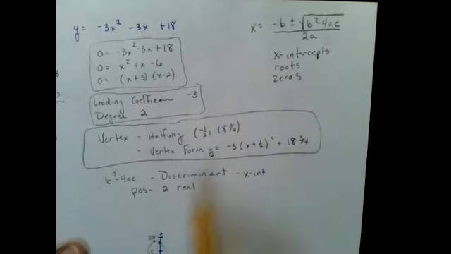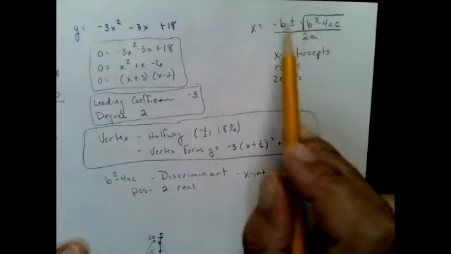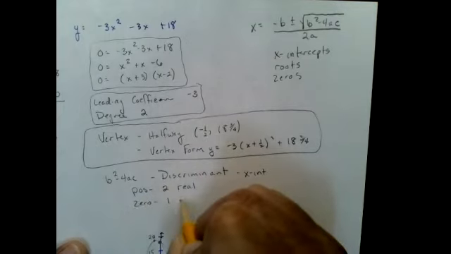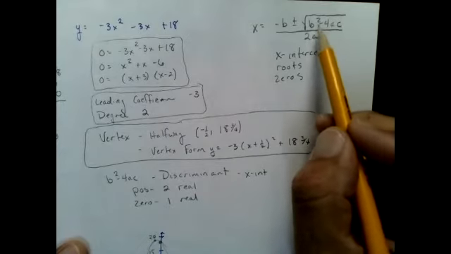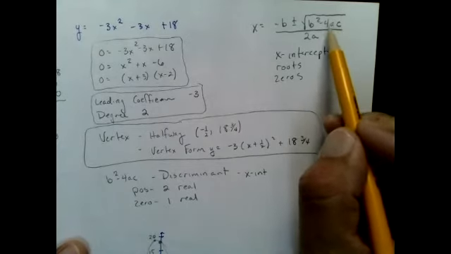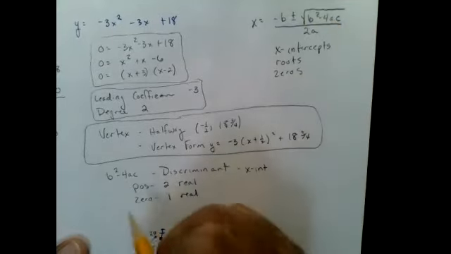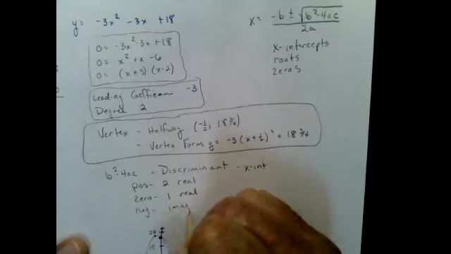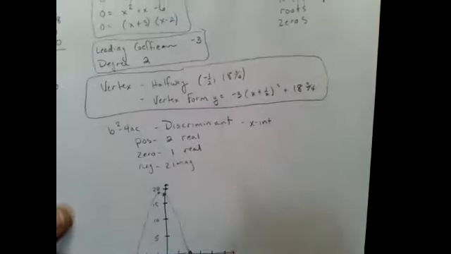Told me there were two positive. If this was zero, the plus or minus basically goes to nothing. So if this is zero, I had one real. And finally, my last choice is if this b squared minus 4ac was negative, then I would have imaginary. So when it was negative, I had imaginary. And I knew it wasn't going to cross the x-axis anywhere.